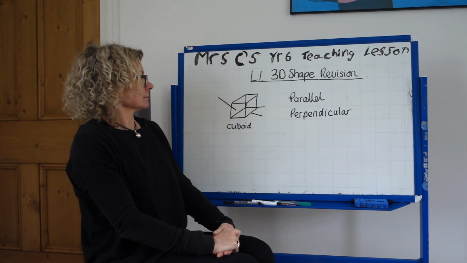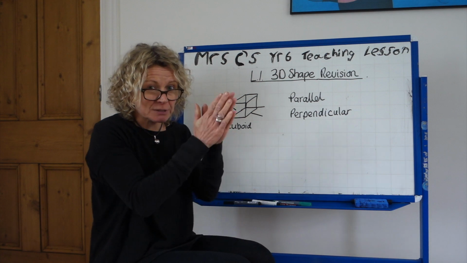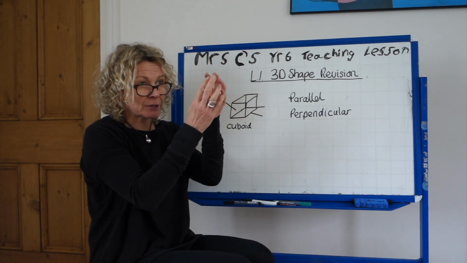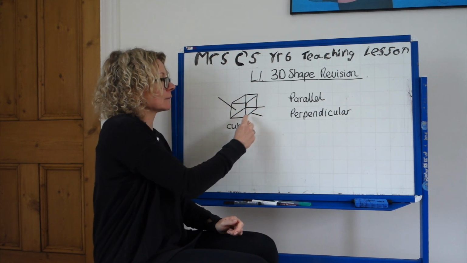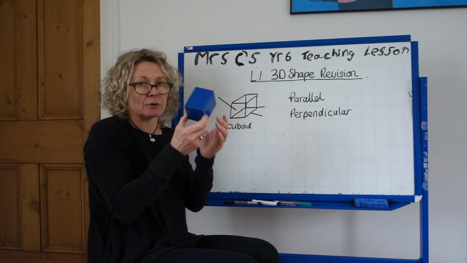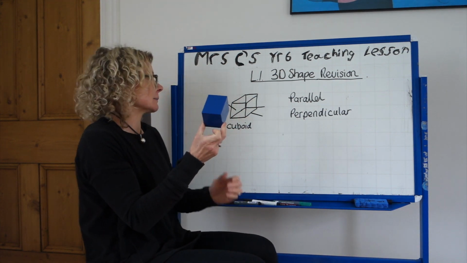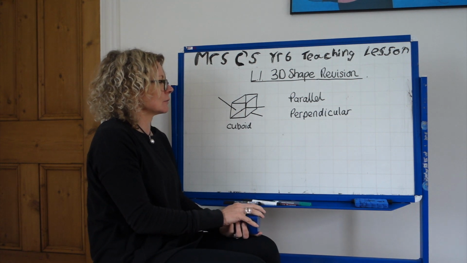Right. So, first of all, we're going to start 3D. 2D is flat. But when you go into the third dimension, you add the volume, okay? So let's have a look. Here I have a cuboid, and this is a 3D shape. So we'll just go through the features of this cuboid.